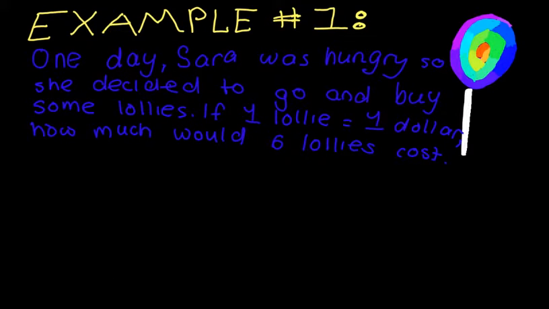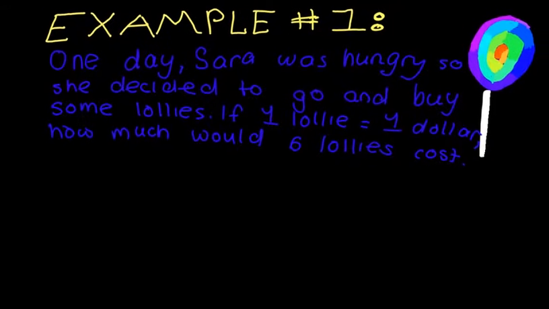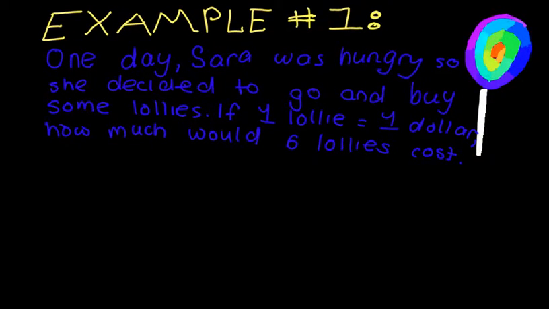Example number 1. One day, Sarah was hungry, so she decided to go and buy some lollies. If one lolly equals $1, then how much would 6 lollies cost? As you can see, the rule is said in the question. One lolly equals $1, which is x equals y.